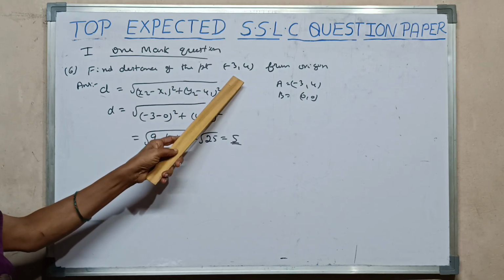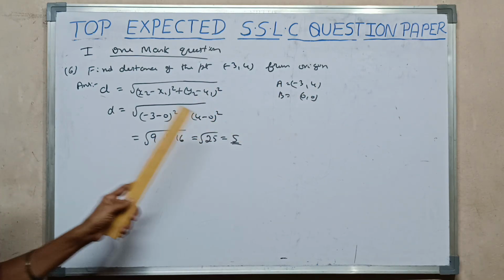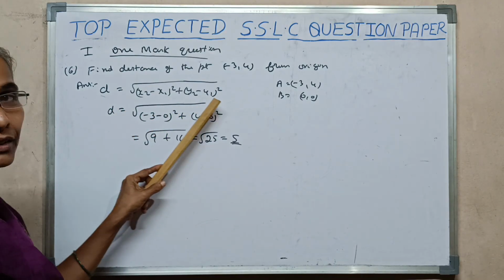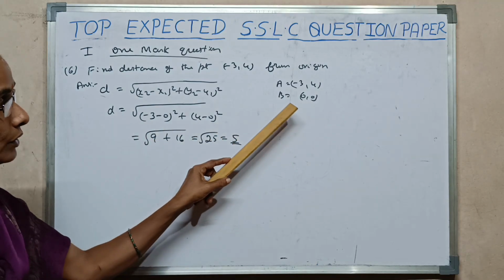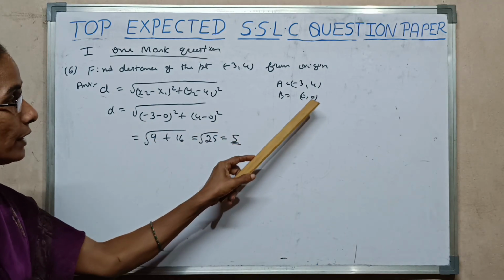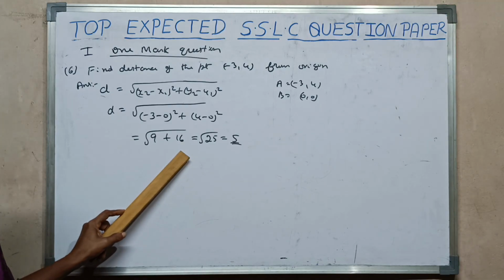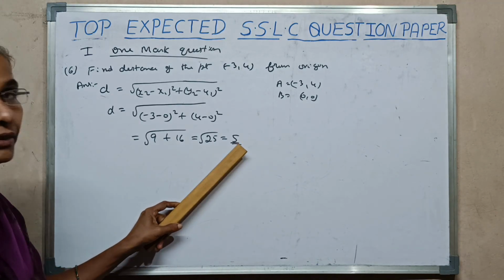Here point C is minus 3, 4 and origin is 0, 0. So distance formula is square root of x2 minus x1 whole square plus y2 minus y1 whole square. So minus 3 minus 0 and 4 minus 0. 3 square is 9 plus 4 square is 16. Total is square root of 25 is 5.